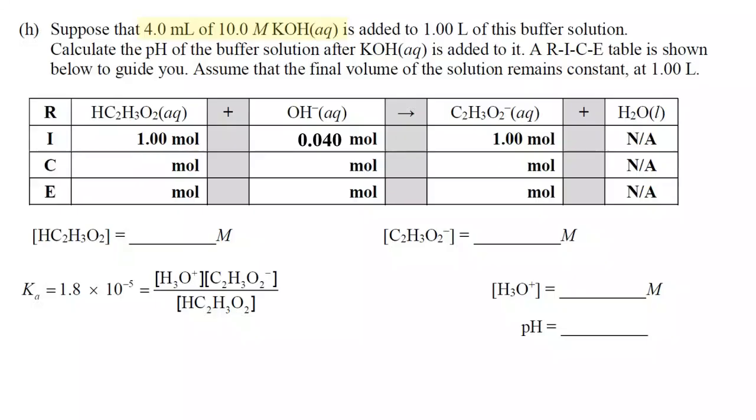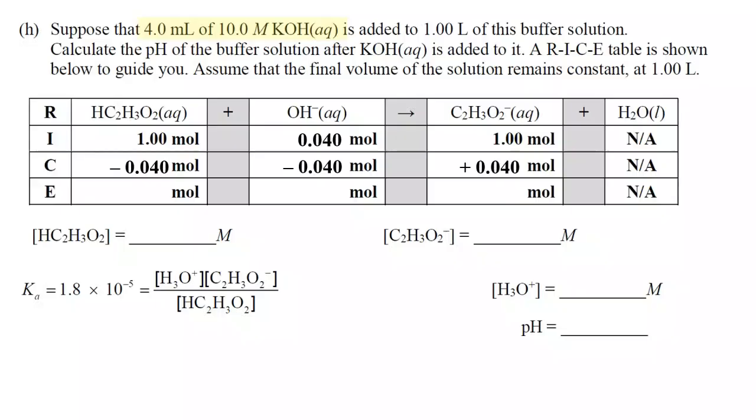Okay, what's going to happen in the change row of the rice table is that the acetic acid will decrease by a small amount, and it's going to be based on that limiting reactant. The hydroxide ion is the limiting reactant. So decrease by 0.040. The hydroxide ion concentration, or the amount of moles, will decrease by 0.040. But then on the other side of the equation, the number of moles of the acetate ion will increase by 0.040.